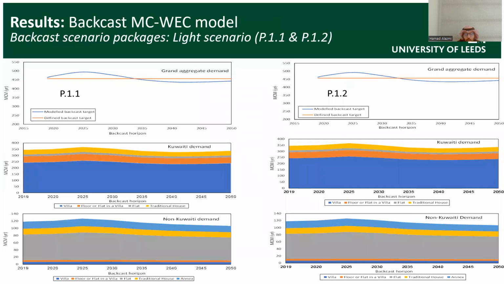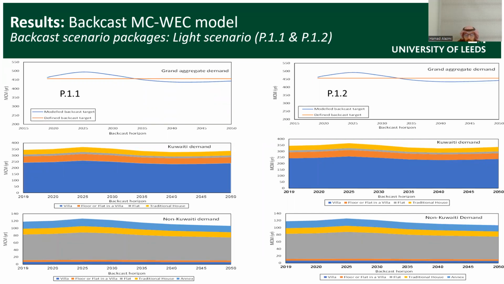In terms of the developed backcast scenarios, two packages have been developed for each target. In the first target, which is normal water being surfaced from the base year, 2018, the first package is the high market penetration of shower appliances, and the second package is the high market penetration of shower and toilet appliances. The demand in this target has been kept at the 2018 level, which is equivalent to 457 million cubic meters in 2050.